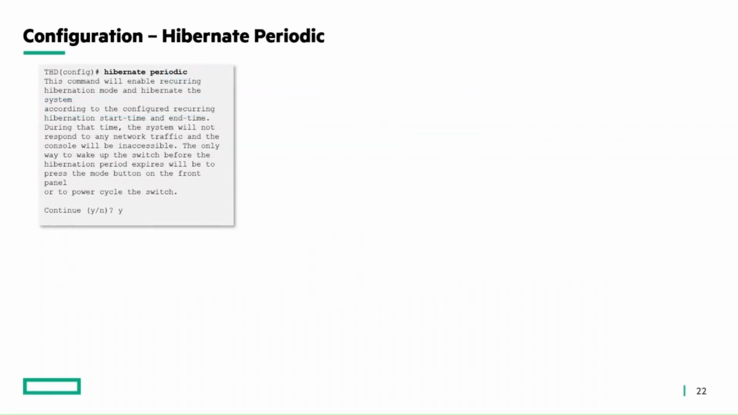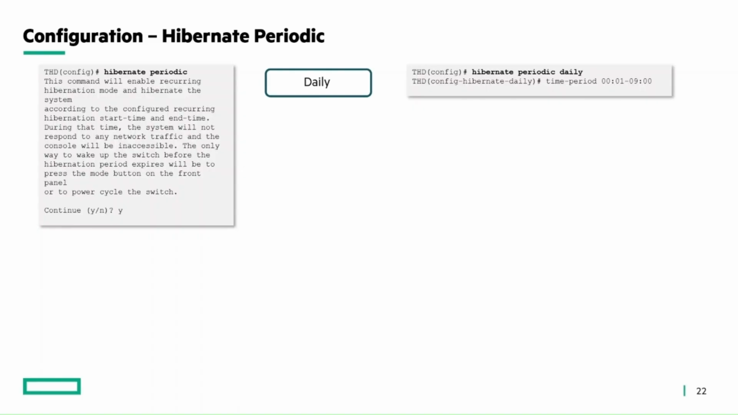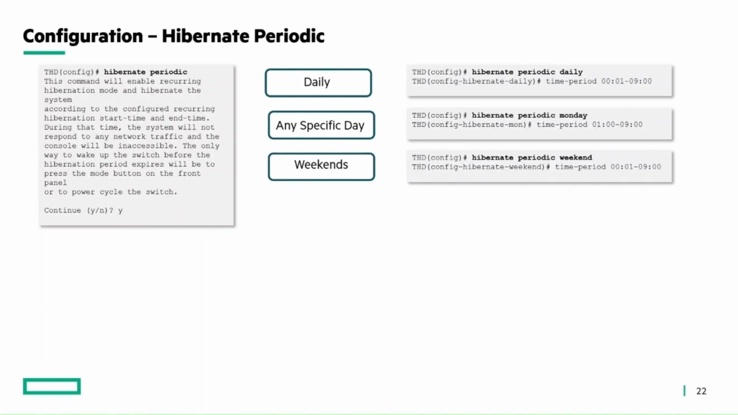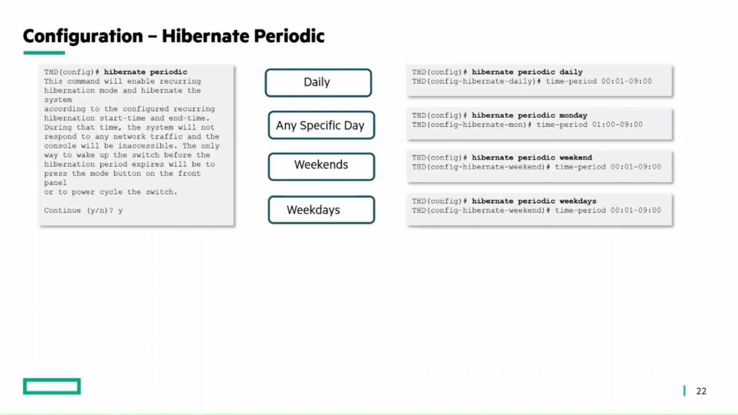Let's have a look into the configurations of hibernation periodic. Periodic hibernation can be enabled with the command hibernation periodic. This will enable the periodic hibernation. So once the hibernation periodic is enabled, you can continue with configuring the profiles. If you want to configure it for daily, you have to give the option daily, or you can schedule for any specific day. If you want to configure it for the weekends, you have the option available. If you want to configure it for the weekdays, you have the option available.